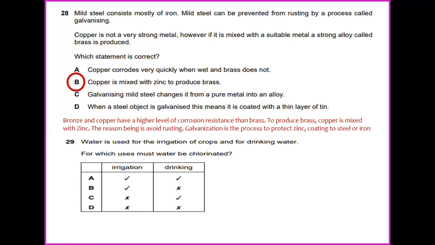Water is used for the irrigation of crops, meaning for the plants, and for drinking water. For which uses must water be chlorinated? So the answer for this: for the irrigation process, we don't need water to be chlorinated. But for drinking, we must use chlorinated water. So the answer will be C.